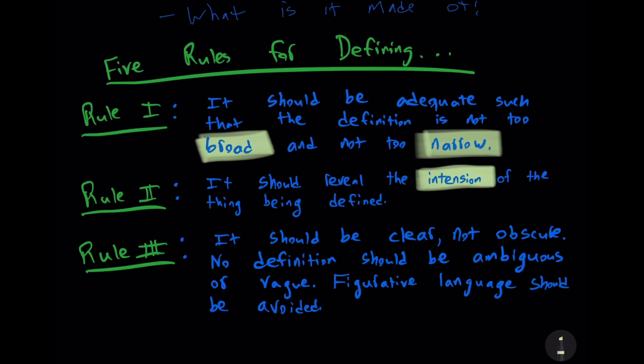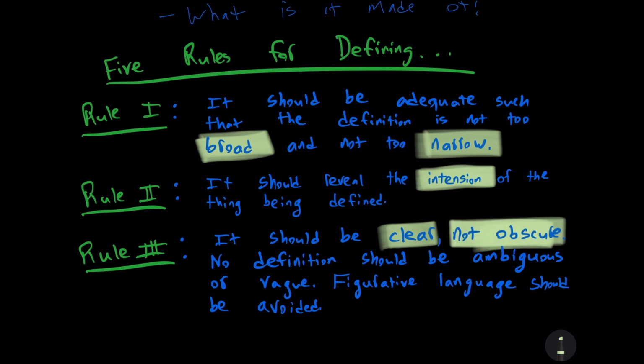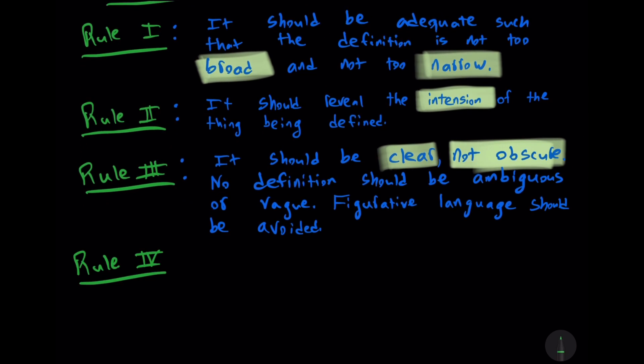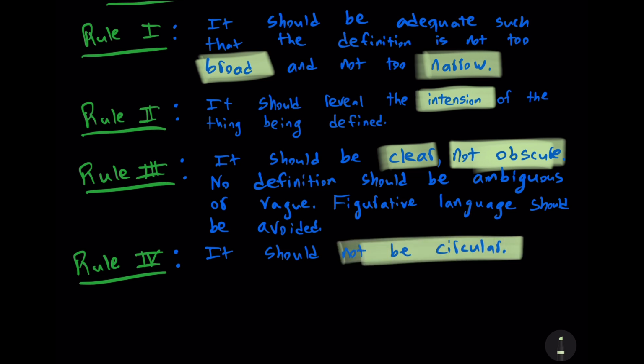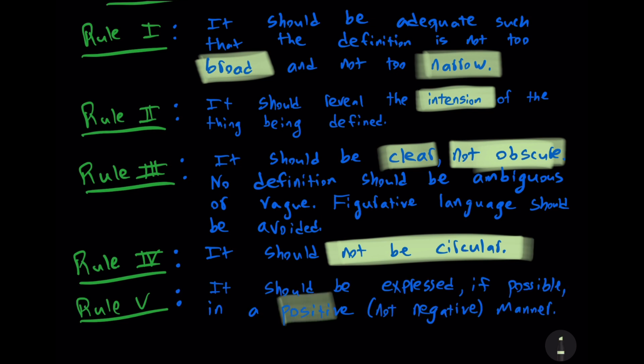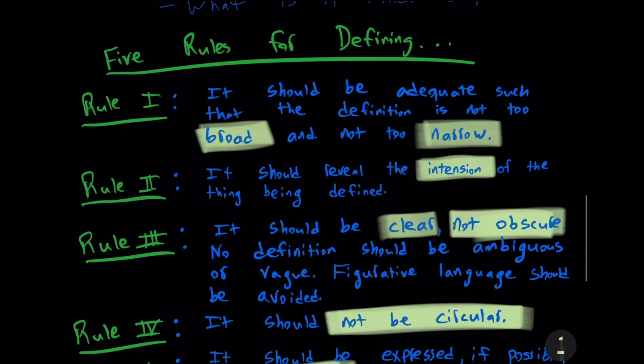Rule 3. It should be clear, not obscure. No definition should be ambiguous or vague. Figurative language should be avoided. Rule 4. It should not be circular. The subject term and the predicate term shouldn't be identical or synonymous, since then no new information would be conveyed. Rule 5. It should be expressed, if possible, in a positive, not negative manner. Don't define something by what it is not, but by what it is. These are the basic 5 rules in terms of defining things well.